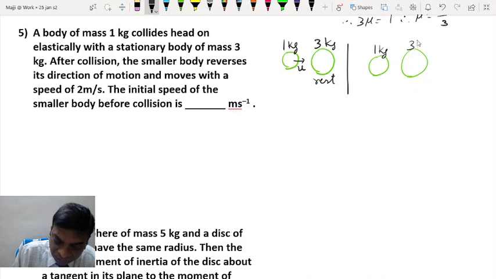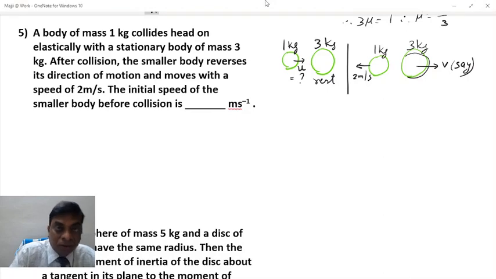Now after collision, what happens? The smaller body reverses its direction and moves with a speed of 2 meters per second. The initial speed of the body before collision is to be found. Let us say that the final velocity of the second object is v. Now in all the questions based on collisions, students, usually we have only two formulas.